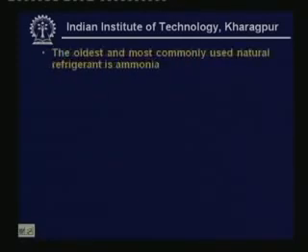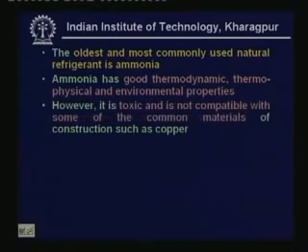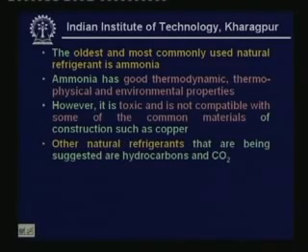The oldest and most commonly used natural refrigerant is ammonia. It is more than 100 years old and it is still being used very widely. Ammonia has excellent thermodynamic, thermophysical and environmental properties. It is inexpensive and easily available. However, it is toxic and it is not compatible with some of the common materials of construction such as copper or brass. So, these are the disadvantages of ammonia: toxicity, incompatibility with common materials. It can also be flammable under certain conditions.